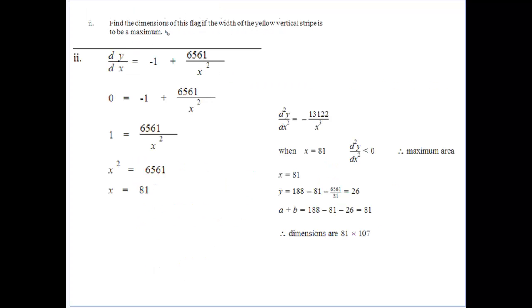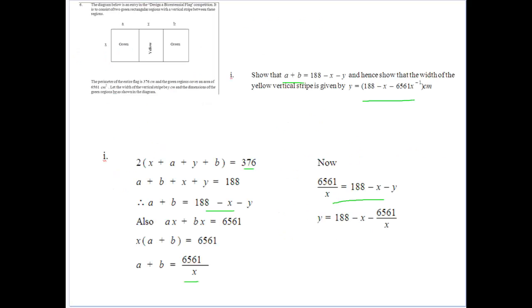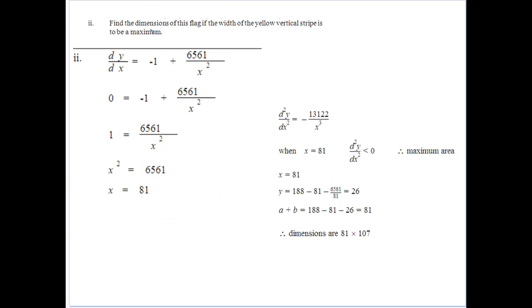And what we want to do is find the width of the yellow stripe to be a maximum. So if we want to do that, we want to find the derivative of y with respect to x. Well, that's the expression we got. So we differentiate it. We get the minus 1 plus 6561 over x squared. Set it equal to 0. We take our 1 across. And if that's going to be equal to 1, then x squared would have to be equal to 6561. And nicely it works out as 81.